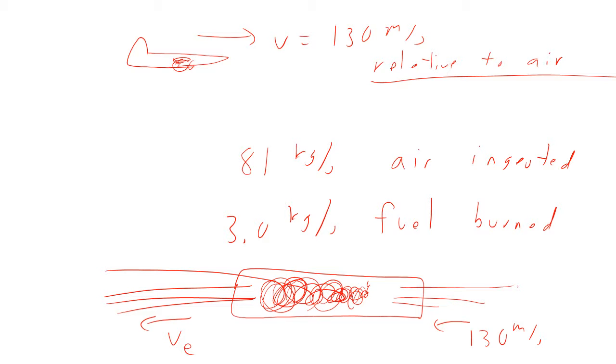And so we're going to assume that the engine has 44 kilonewtons of thrust. So I want to know, what is this exhaust velocity? Okay. So we know that the thrust equals the rocket thrust.